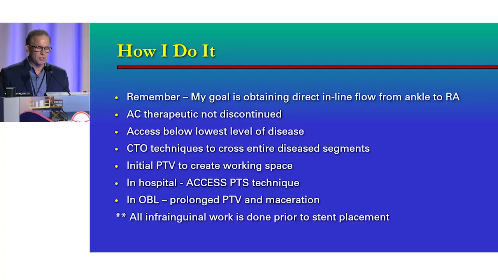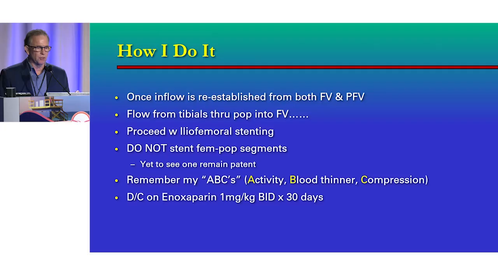And I do all this infrainguinal work before I'll even consider a stent placement, so that I optimize that flow into that stent and hopefully increase the chance of its patency. Once the flow is reestablished, and you get that flow from the tibials through the popliteal and femoral vein, then I'll proceed with the iliofemoral stenting. I do not stent the fem-pop segments.